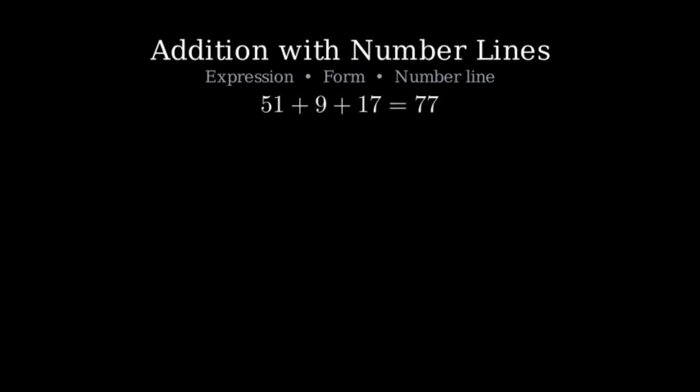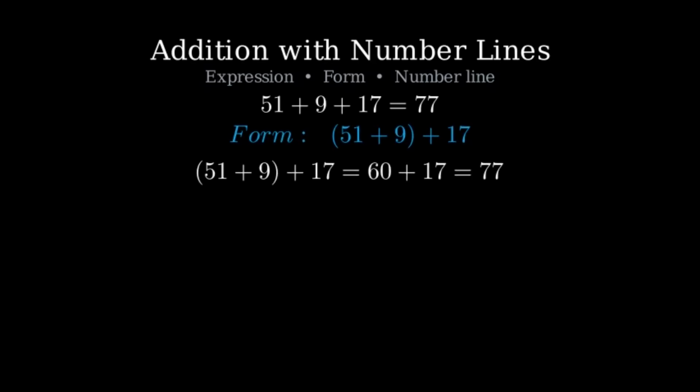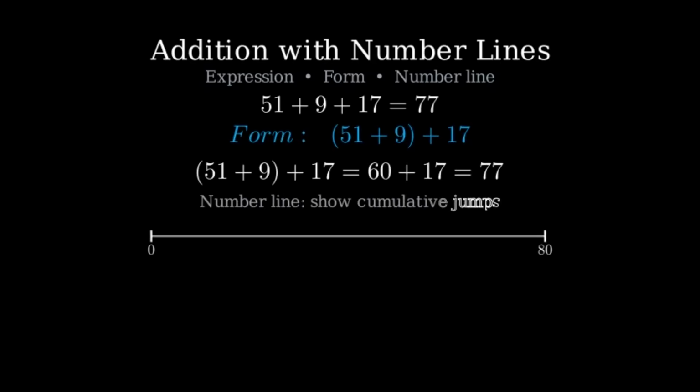Problem 6. Let's evaluate 51 plus 9 plus 17 is equal to 77. First, we'll write the expression itself. Then we'll choose a form to make arithmetic easier. Finally, we'll illustrate the calculation on a number line.